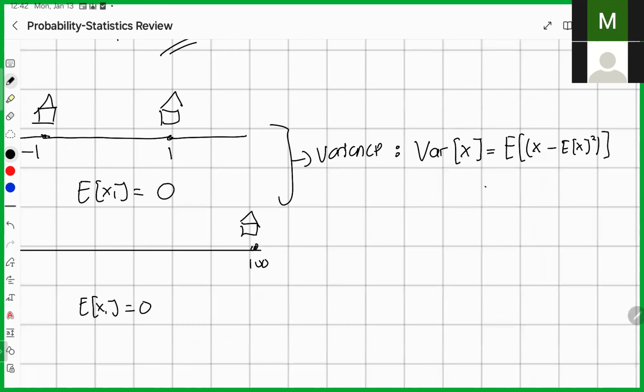And this also means E[X²] minus E[X] squared. So this is the formula of variance.